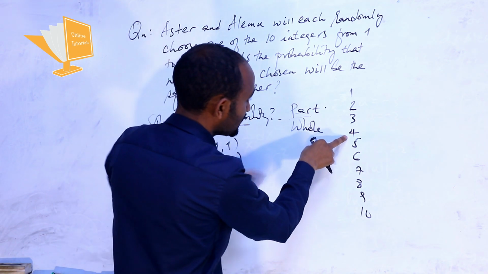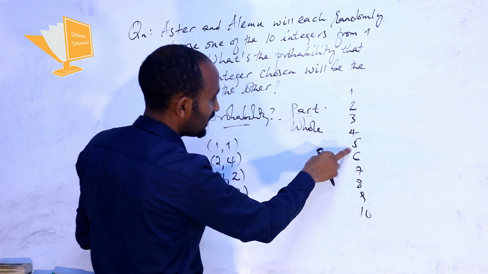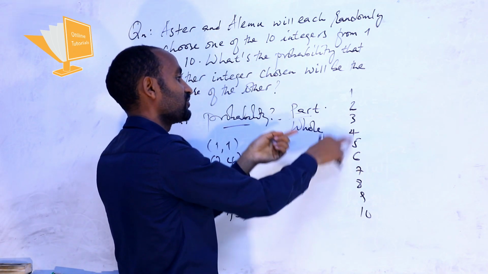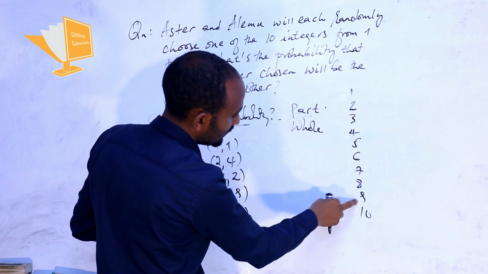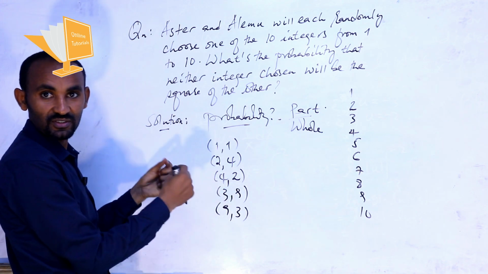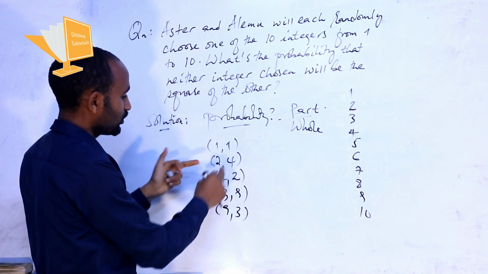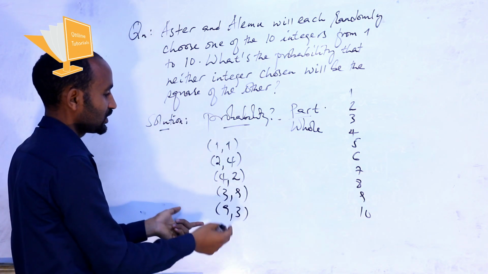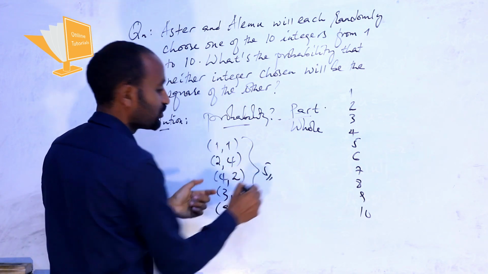Fine. 4 squared is 16, there is no such number. With 2, of course, we already have. 5 squared is 25. The square root of 5 is not rational. 6, no. 7, no. 8, no. 9 with 3. 10, no. Okay, so these are the only pairs where one is the square of the other. 1 is the square of 1, 2 squared is 4, the square root of 4 is 2. Okay, these are the required set. How many are they? 1, 2, 3, 4, 5. There are only 5 pairs.